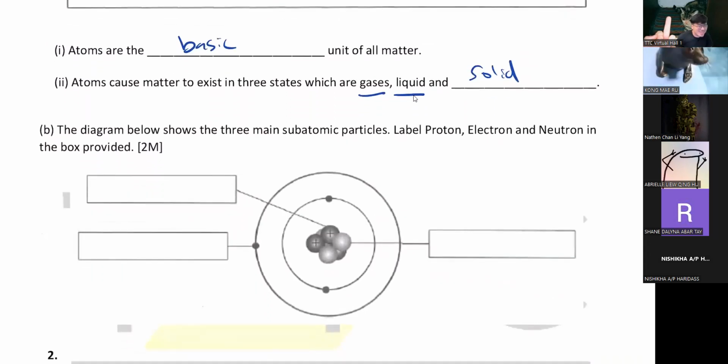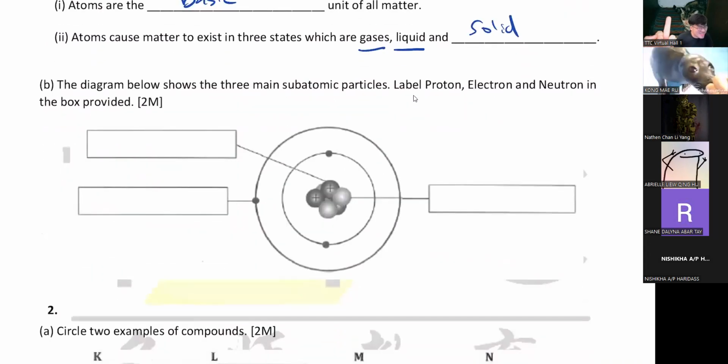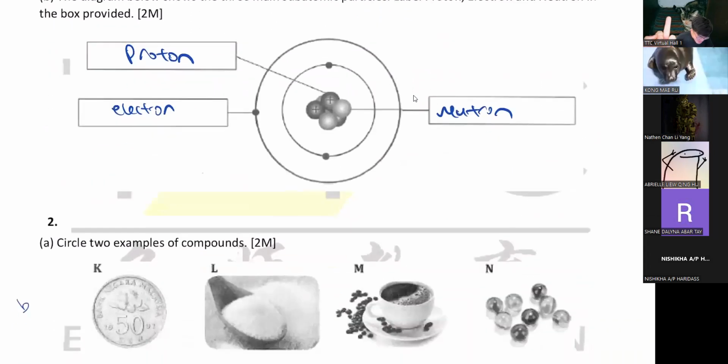Okay. Next, B. So what is this? You have your proton, which is the positive one, and then you have your neutron, which is the no charge one, and then you have your electron, which is the circly thing.